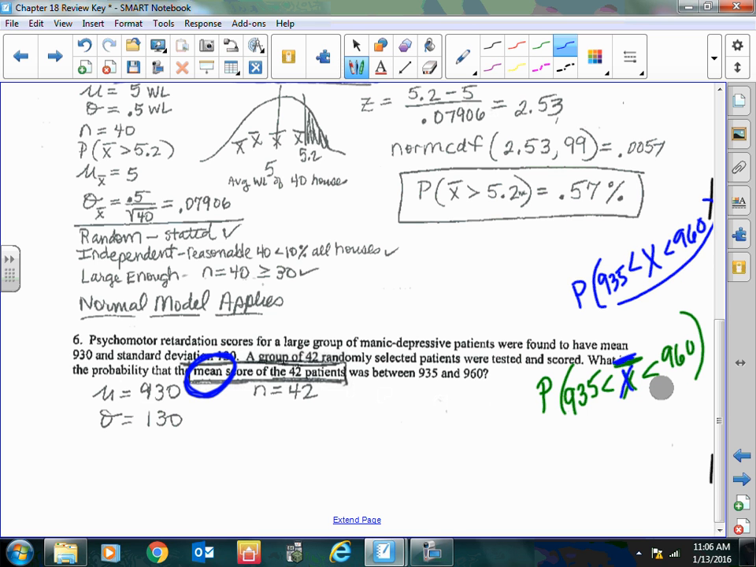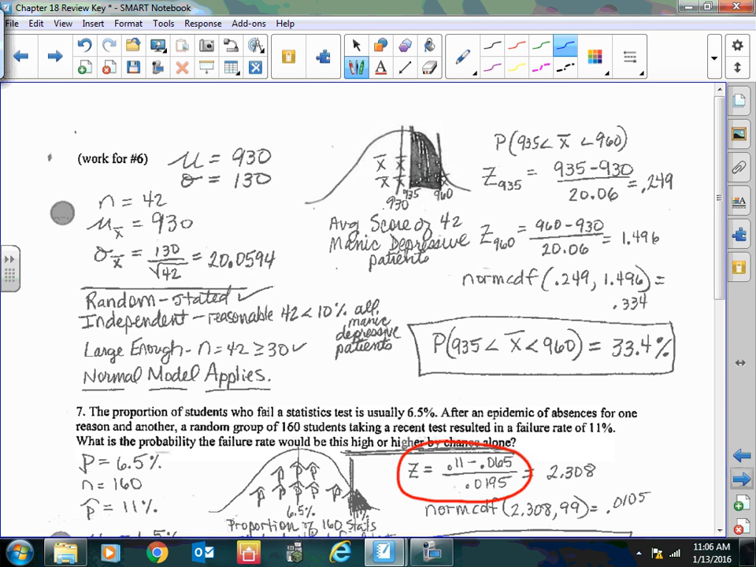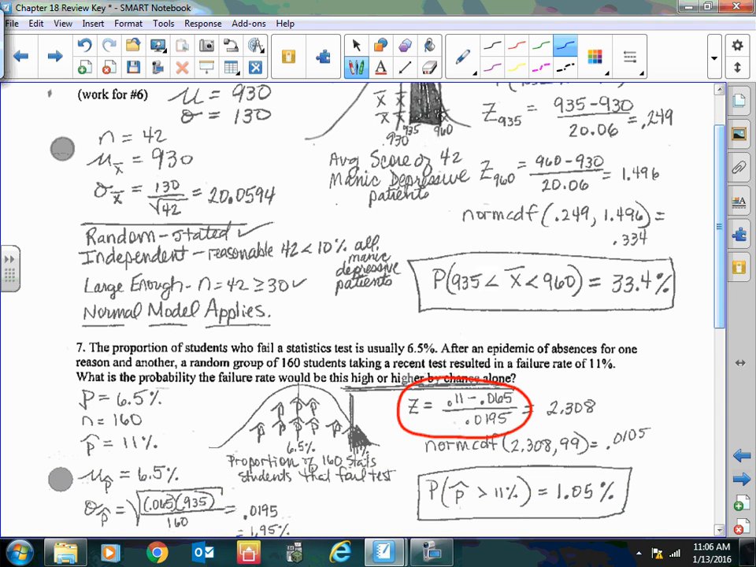If it was asking that, what standard deviation would you use? The original population standard deviation. If it asks about a mean in between these two things, what standard deviation do you use? The one that has been divided by the square root of n, the sampling distribution one. That's what I did up here. My sampling distribution standard deviation is 130 divided by the square root of 42. So I found two z-scores, and I used normalcdf between those two z-scores. And I did my conditions and everything.